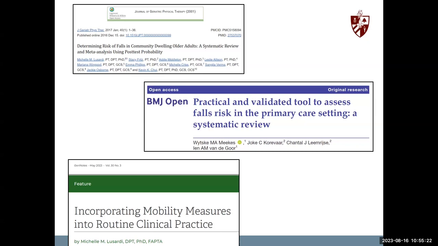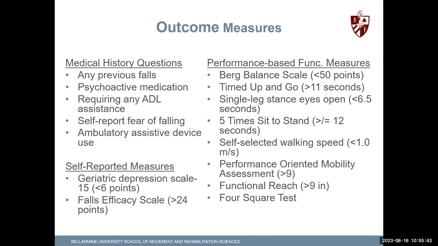So what are those tools that are also practical and easily accessible for mobility screening for clinicians and even laypersons that might be helping with these programs? These are just some of what we've pulled. When you look at these articles, there's often an overlap of recommended outcome measures, okay?